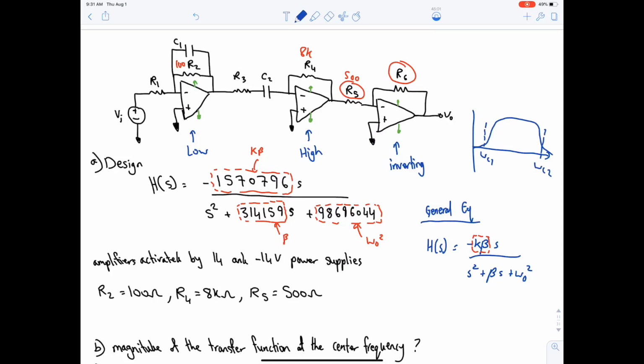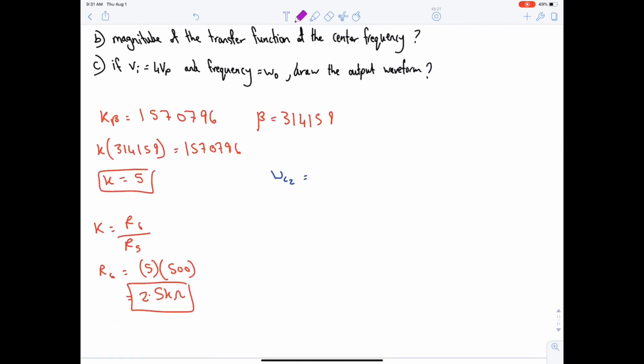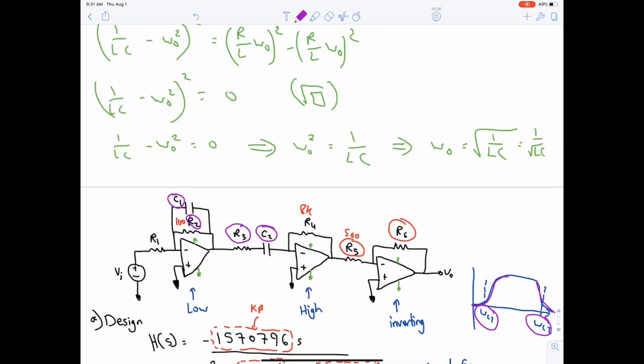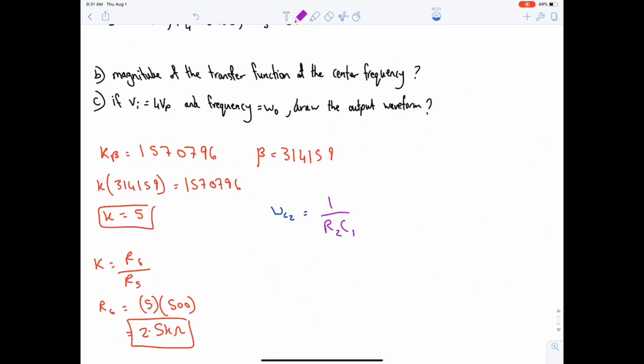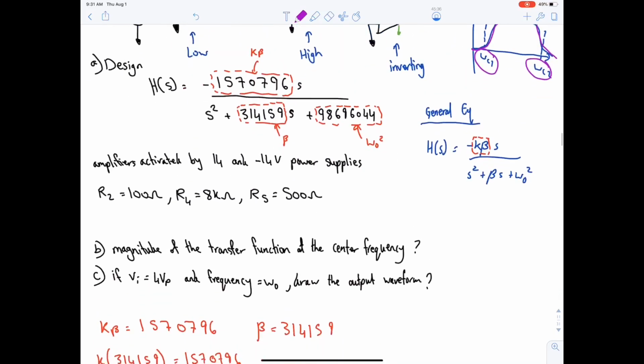So here omega C1 is coming with the high pass filter, so C1 is for R3 and C2, and omega C2 is with the low pass filter, so it's for C1 and R2. Okay, so omega C2 is 1 over RC, but which R and which C? It will be for the low, so it will be C1 and R2. But do we have omega C2? No. How can we find it?